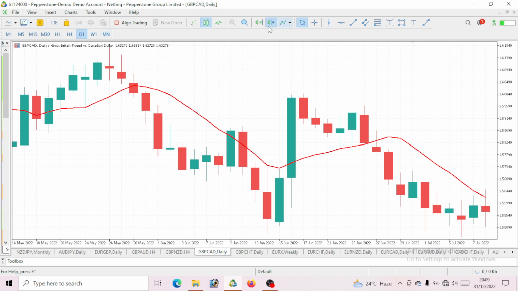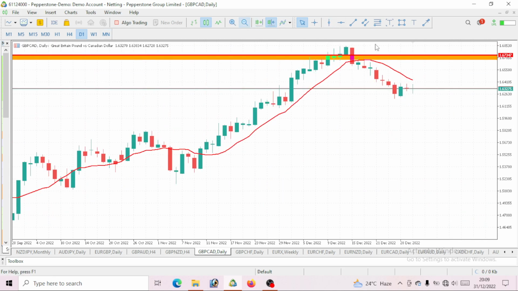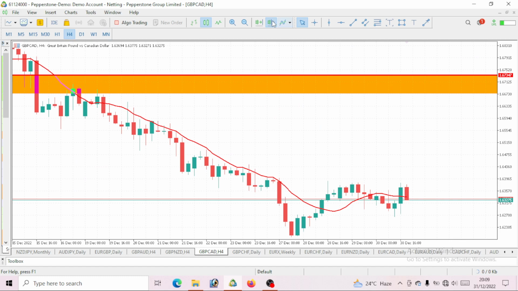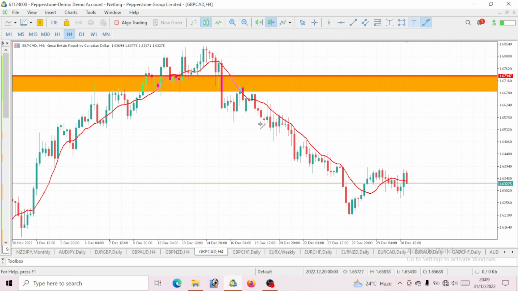Same thing with the daily time frame, right? You can see on the daily time frame, the lower lows and the lower highs is what's playing out here. So we should expect more drop this week on GBP CAD. You can also see this price trading below this 10 period moving average. So this week, more bearish move. And same thing with the 4 hour time frame, you see the lower lows and the lower highs playing out.